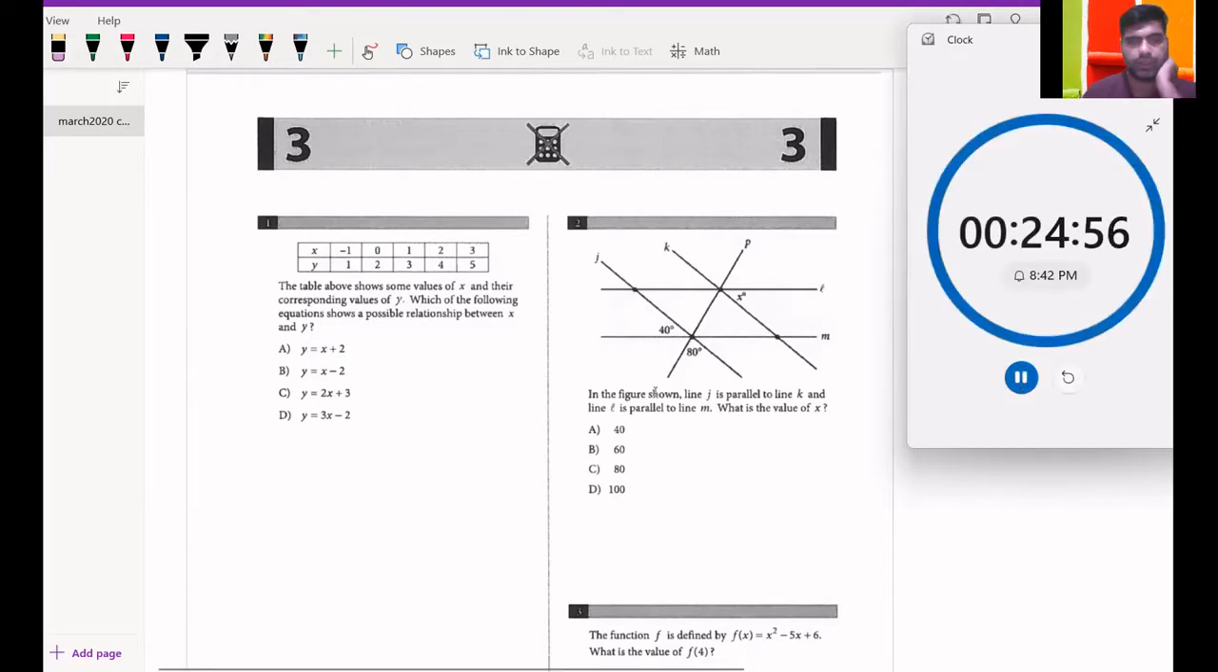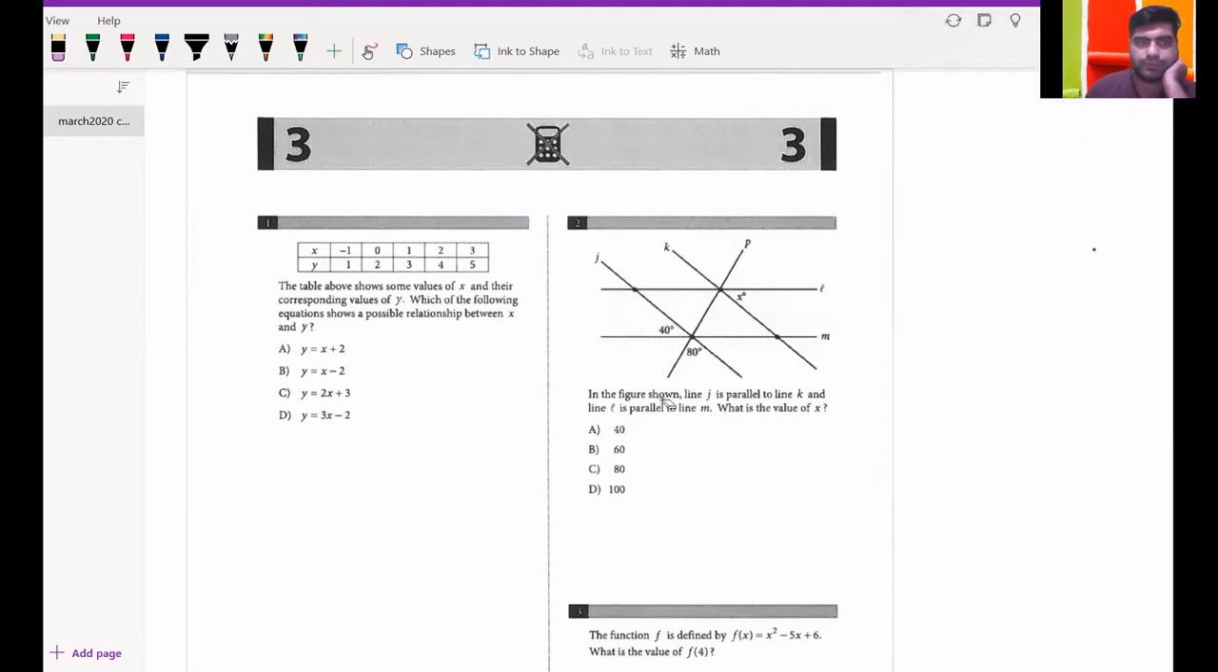The first one: you want to find an equation of a line which corresponds to these values. The easiest way of doing this particular problem is by simply plugging in the values. If I plug in 0, I should get 2. If I plug in x equal to 0 here, I'm getting 2 for A. If I plug in x equal to 0 here, I don't get 2, I get -2. If I plug in x equal to 0 here, I get 3. If I plug in x equal to 0 here, I get again -2. So my answer is A.